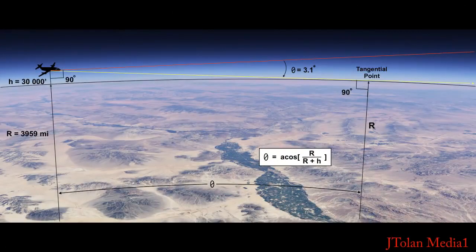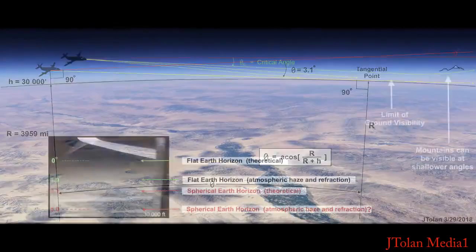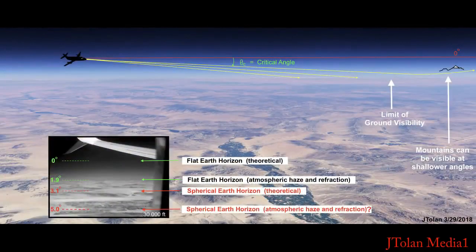Flying at 30,000 feet, we should be looking down towards a tangential point to the sphere at about 3.1 degrees relative to our perceived horizon, or 90 degrees to the gravity vector. I was able to use in-flight theodolites to determine that that also is not correct, indicating the Earth is really flat.